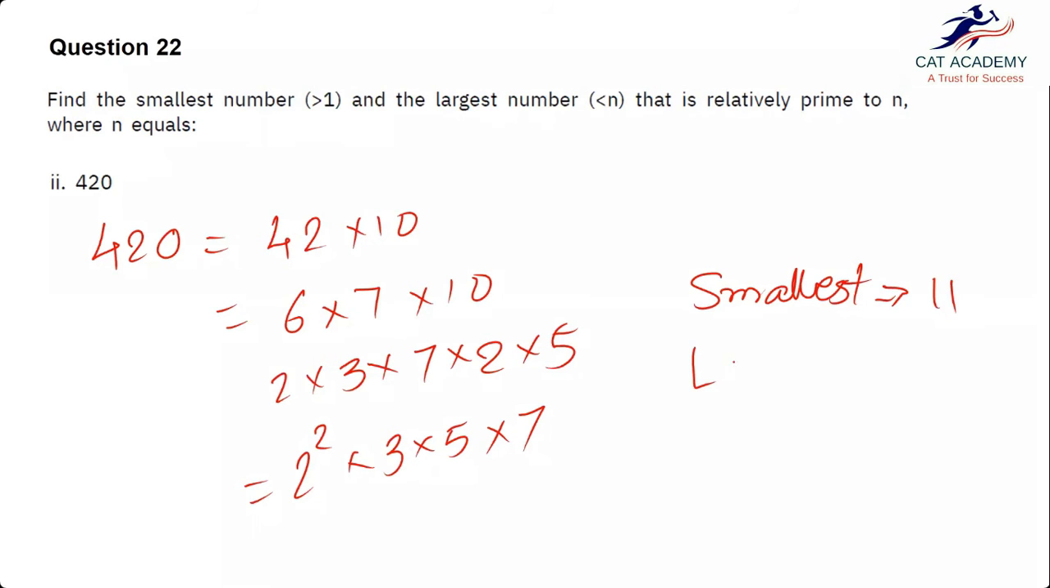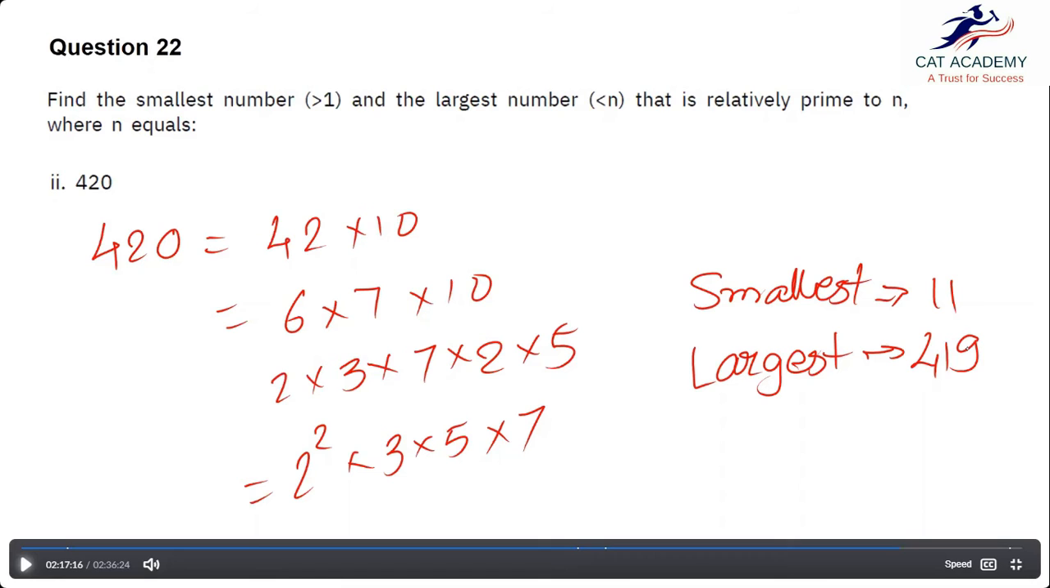And largest would be what? Largest would be obviously one number less, that's 419. Can I say? Clear with this? Can we go to the next question?